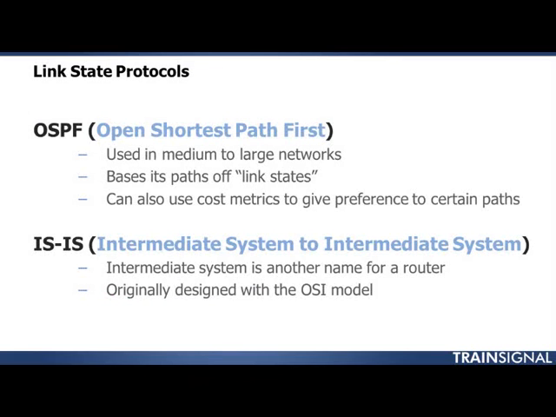Now if we move on to our link state protocols, I will tell you that there's really only one that we really need to talk about. I'm actually going to tell you about two, just to make sure that you're familiar with this other one. But let's talk about the first one here, and it's OSPF, and that stands for Open Shortest Path First. This is the type of routing protocol that would be used in more of your medium to large networks. It does base its paths off link states, right? Because we talked about this being a link state protocol. And it can also use cost metrics to give preference to certain paths.